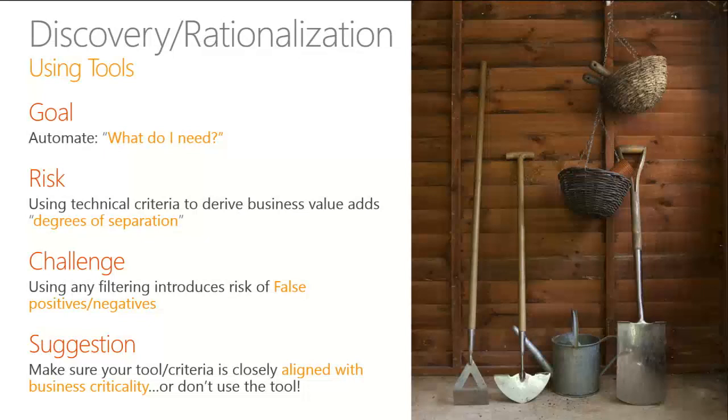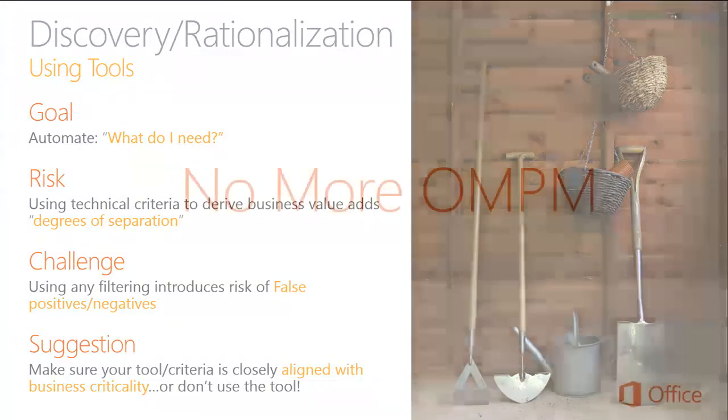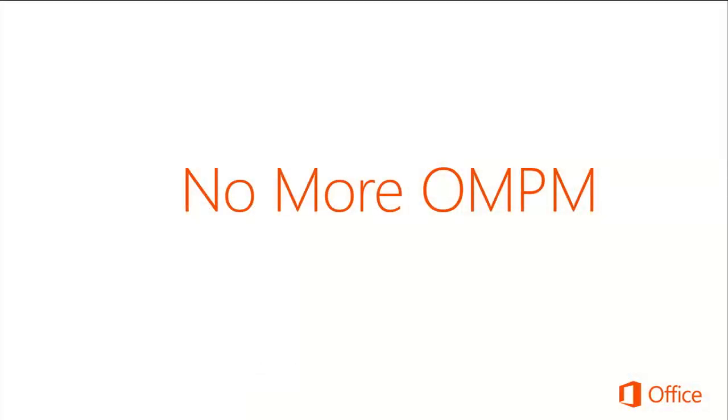So if you're going to use a tool, and I don't want to say all tools are bad, if you're going to use a tool to help you discover what's really important, make sure that the technical criteria you're using is as closely aligned with business value as possible. So to give you a great example of bad criteria, I'm going to talk about a tool that unfortunately we've created, OMPM. Does anyone use it, OMPM, Office Migration Planning Manager? I am very happy to not see very many hands.